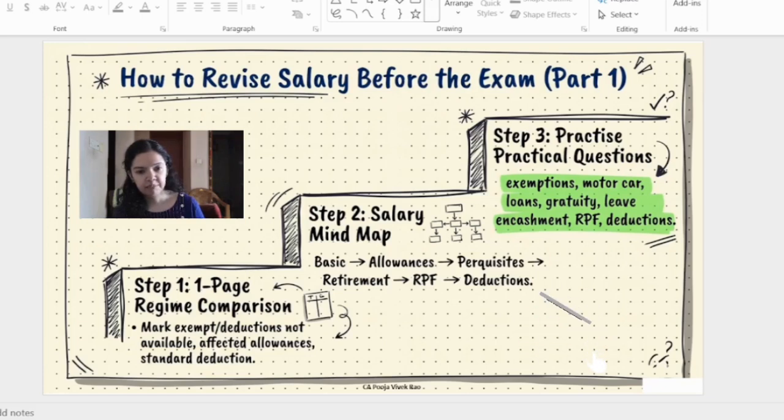Step number 3, practice practical question. So after revising each section, it is very important to solve the practical question. And while solving the practical question, ensure you pay special attention to allowance exemption, perquisite valuation, motor car, loans, gratuity, leave encashment, retirement benefits, RPF deductions.